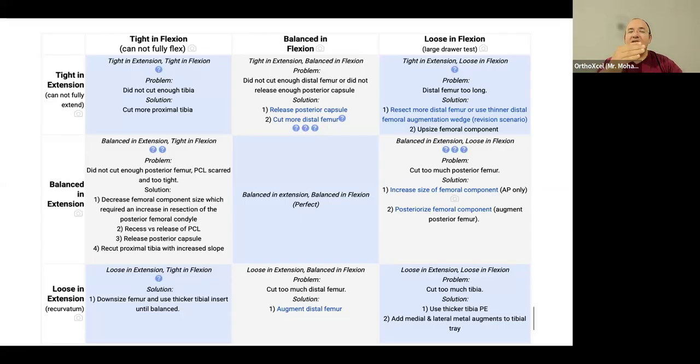What if you have a tight gap in flexion and extension? You have to cut the tibia. You cut more from the tibia or you use smaller inserts. What if your gap is tight in extension but normal in flexion?